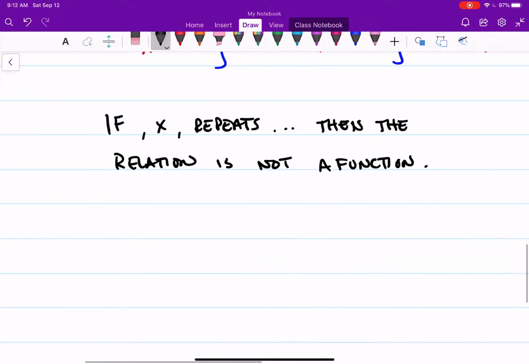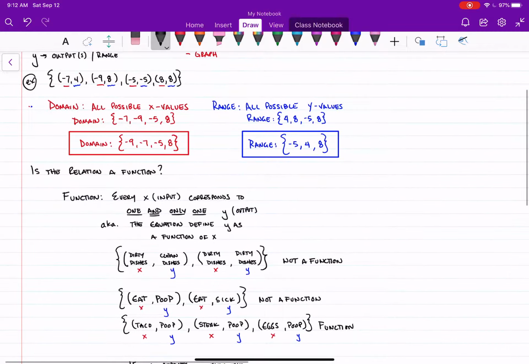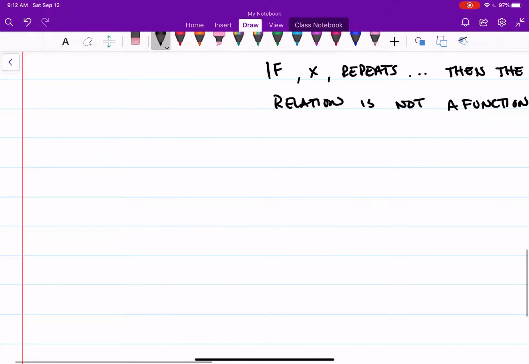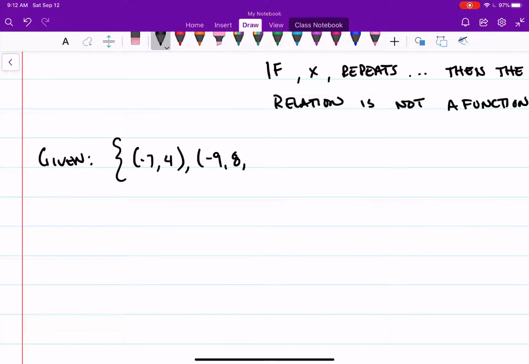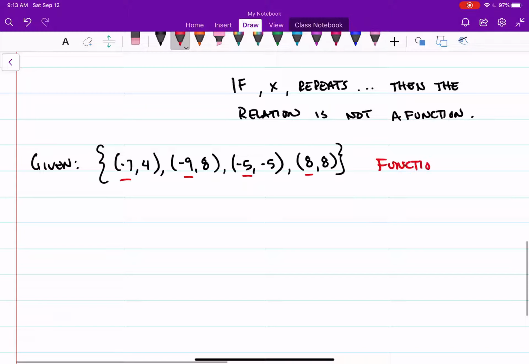Okay? So let's go back to the example that we were given. That was the example, so let's put that back down here. If I was given those points again, it was (-7, 4), (-9, 8), (-5, -5), and (8, 8). Was this a function? So you go, okay, let me look. Does any of the x repeat? And you're like, no, it does not repeat. So therefore, this is a function.